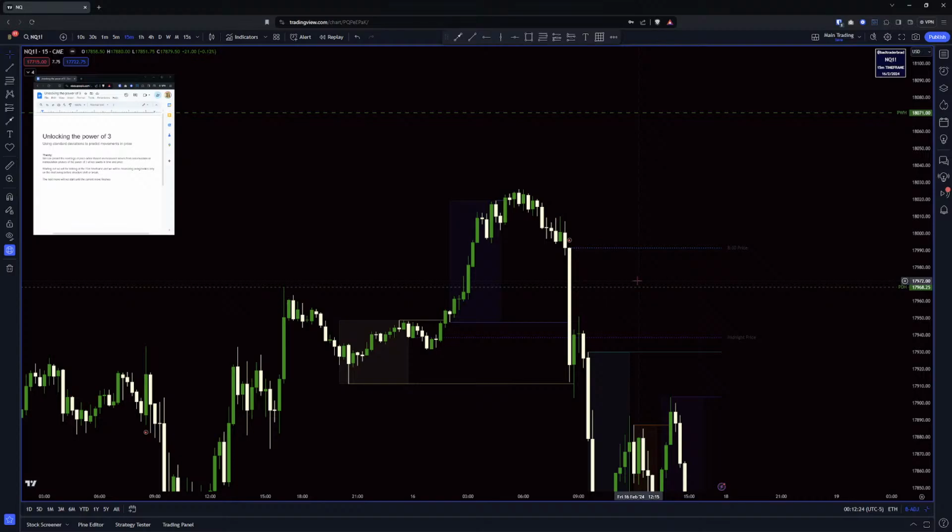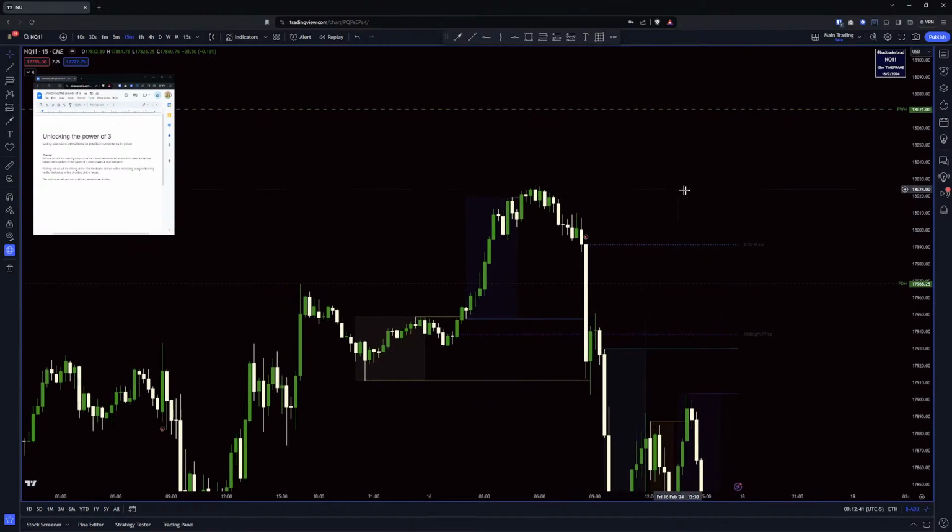Like it's already hit the terminus, we're good, right? Now let's measure the manipulation. Let's see where the distribution can be. The daily bias doesn't matter as much as the power of 3, I would say. I think it matters, but not as much as power of 3.